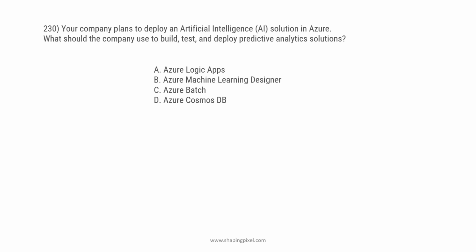Question number 230. Your company plans to deploy an artificial intelligence solution in Azure. What should the company use to build, test, and deploy predictive analytics solution? And you have four options. Option A, Azure Logic Apps. Option B, Azure Machine Learning Designer. Option C, Azure Batch. And option D, Azure Cosmos DB.